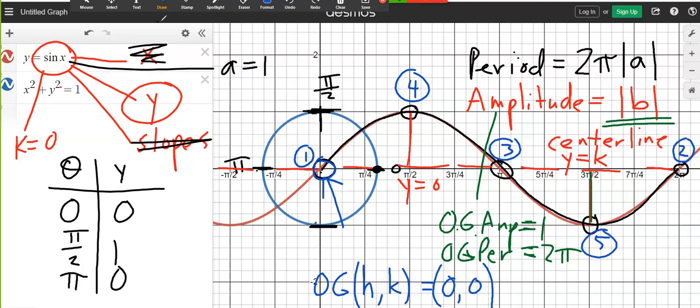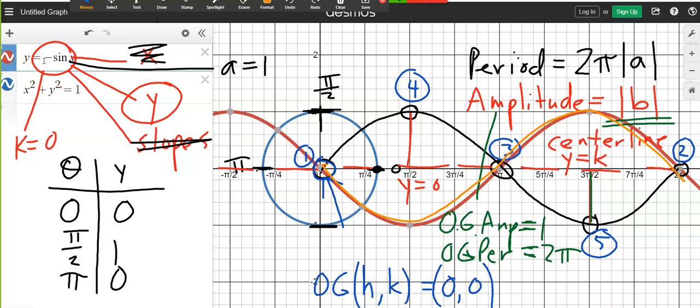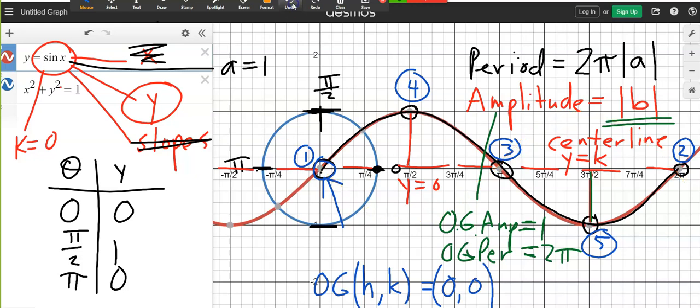Got it. Now, what would cause the whole thing to flip over so that it was doing something like this? A negative multiplier. In fact, I can prove it to you by putting a negative sign in front of it and watching the whole graph flip. So this is what we call the original sine function.